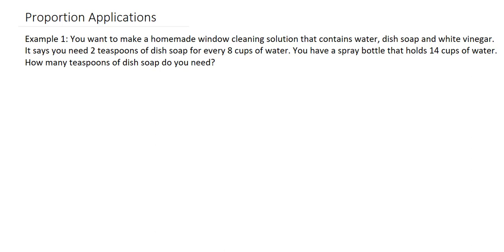So here we can see we have to set up our proportion problem. Like in the last video, we had it all set up for us, with the fractions being equal to each other, and we just had to solve for one variable. Now we have to set that up ourselves. So let's look at our relationship. We have 2 teaspoons of dish soap, which is equal to 8 cups of water. And if you have a spray bottle that holds 14 cups of water, what are we looking for? It looks like we're looking for how many teaspoons we need.